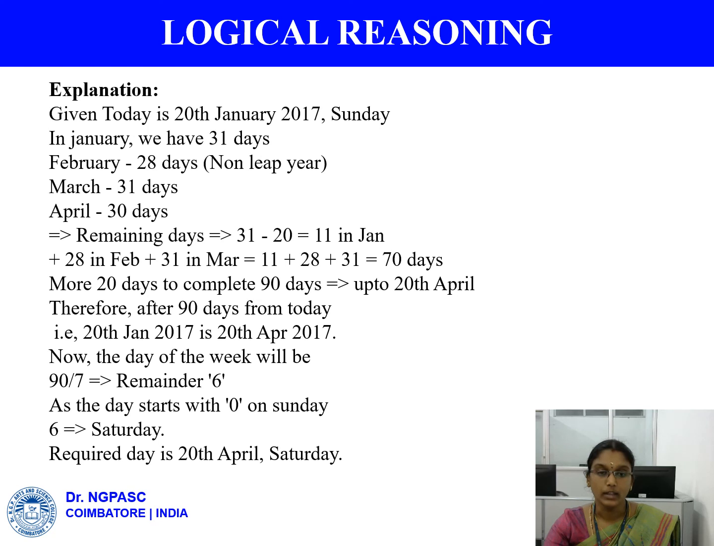So 90 days from 20th January 2017 is 20th April 2017. For the day of the week, 90 divided by 7, we get remainder 6. So 0 is Sunday, 6 is Saturday. So 20th April is Saturday.